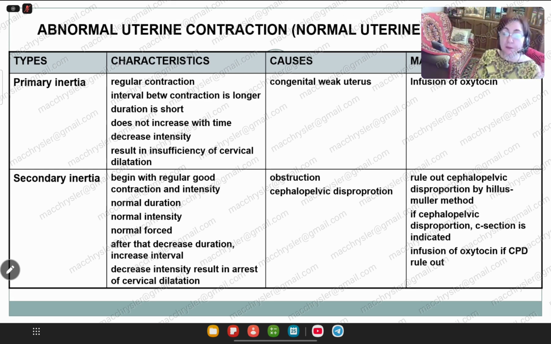If you have secondary inertia, I also told you about that: from the beginning everything was good, but after that something happened and contractions decrease in intensity, or might stop, arrest, or decline. In this case we always need to think about cephalopelvic disproportion. If in the beginning it was normal, and after that suddenly it changes, just rule out CPD.